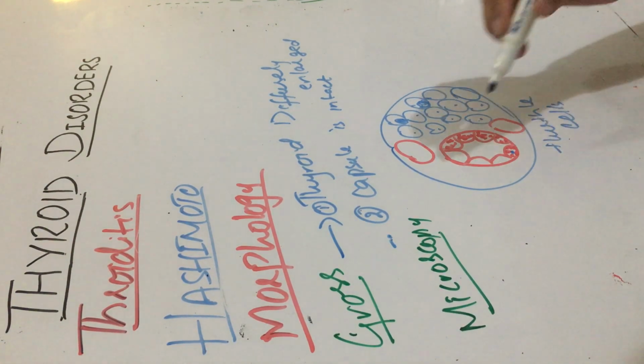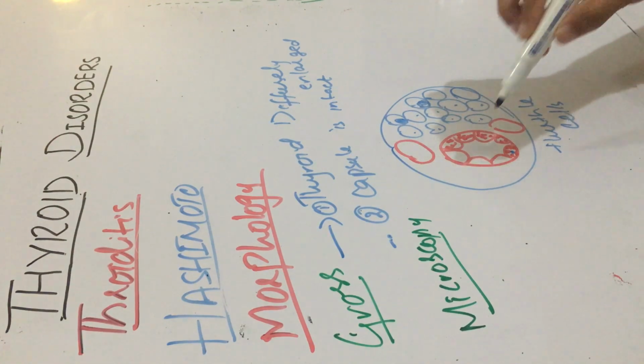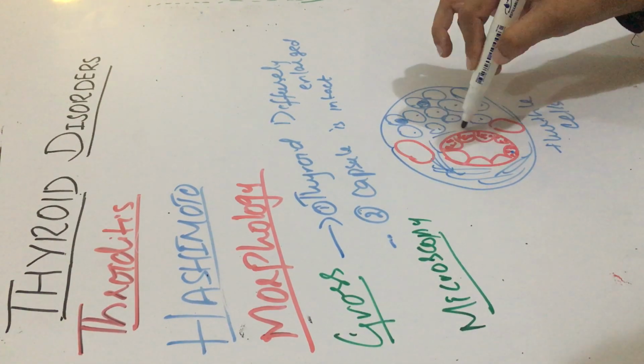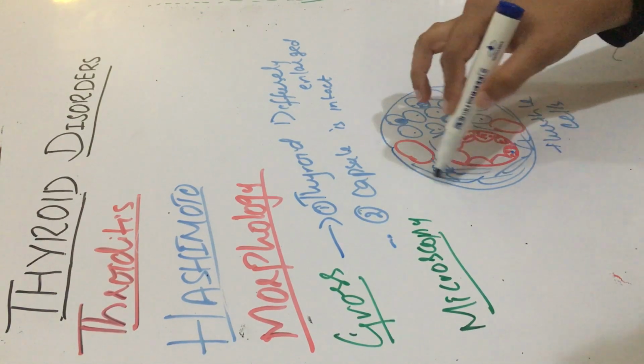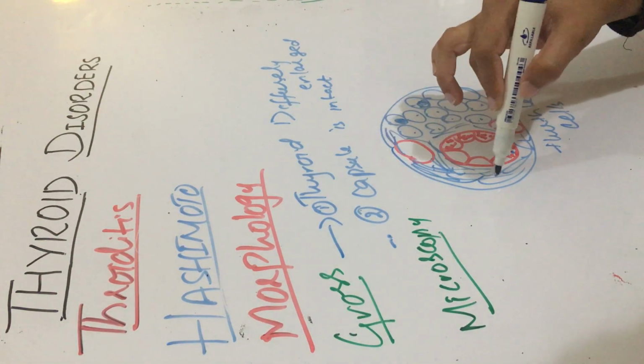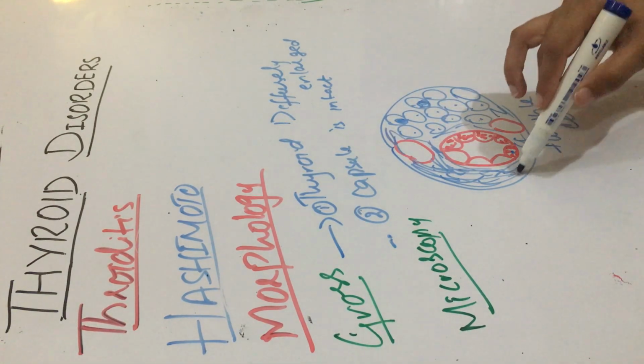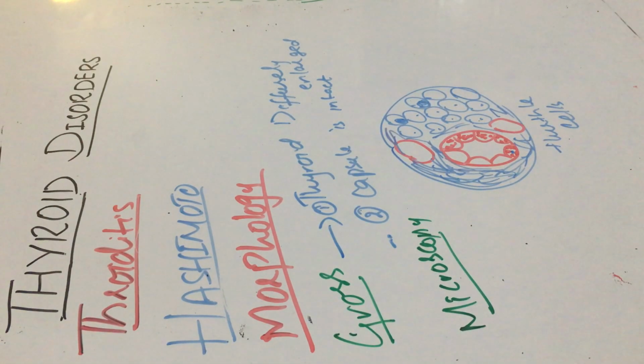And the third is that the interstitial connective tissue would be increased. There would be abundant interstitial connective tissue and marked and widespread fibrosis, but it would be confined within the capsule. So I am repeating the morphology of Hashimoto thyroiditis: grossly the thyroid would be diffusely enlarged and its capsule would be intact and well demarcated from the surrounding structures.